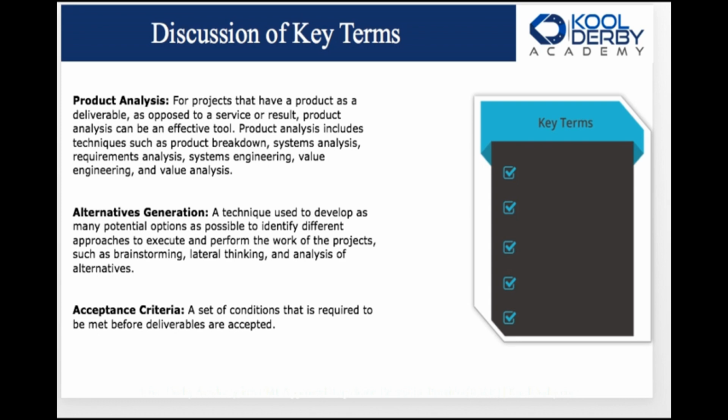All right, now, alternatives generation. It's a technique used to develop as many potential options as possible to identify different approaches to execute and perform the work of the projects, such as brainstorming, lateral thinking, and analysis of alternatives. All right, so what does this mean? It means that when we are working on developing a product, service, or result, we need to think about different ways of doing the work.